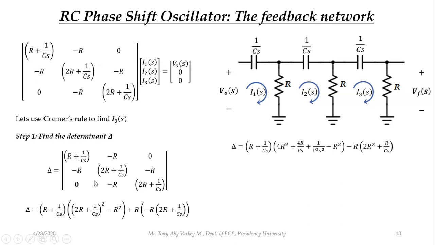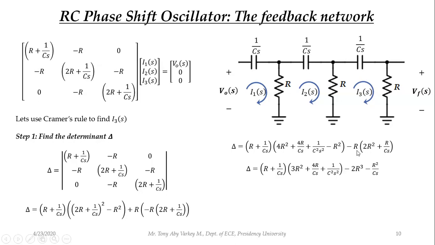Okay, now I am expanding this (2R plus 1 by Cs) the whole square, which will be 4R square plus 4R by Cs plus 1 by C square S square. That is what is written here. And I am expanding this minus, and this R into 2R will be 2R square. This R into 1 by Cs will be R by Cs. Clear? Now 4R square minus R square will be 3R square. Okay, so 3R square plus 4R by Cs plus 1 by C square S square.